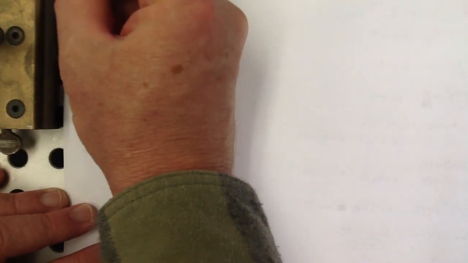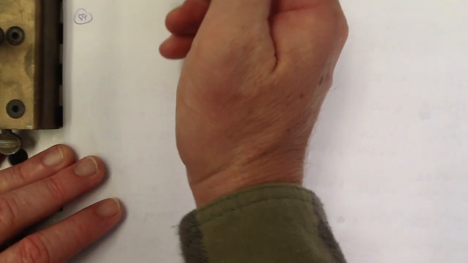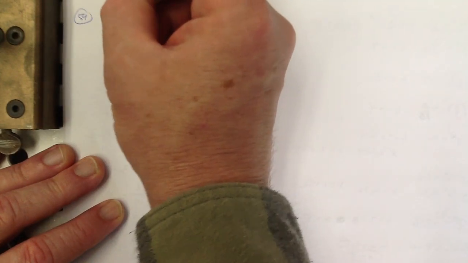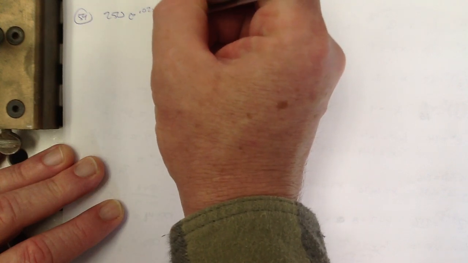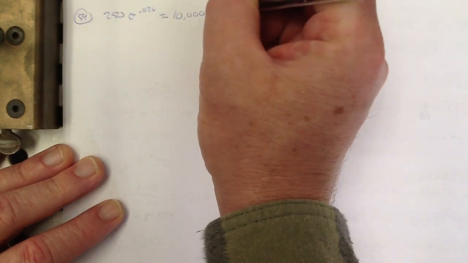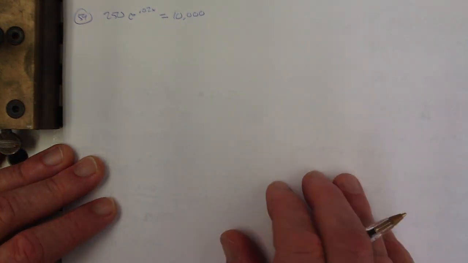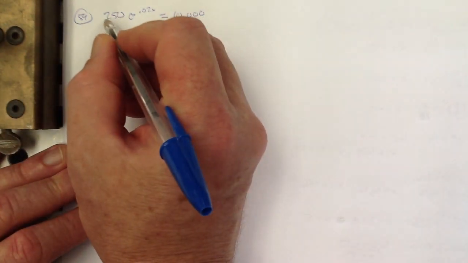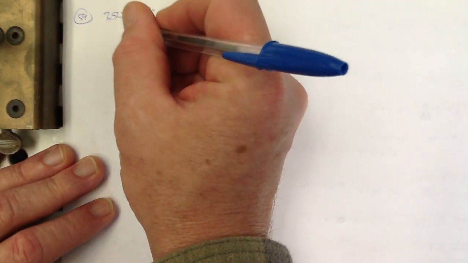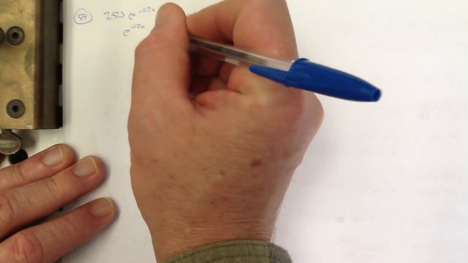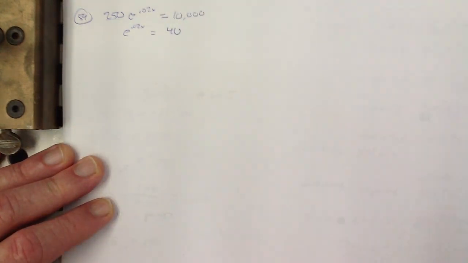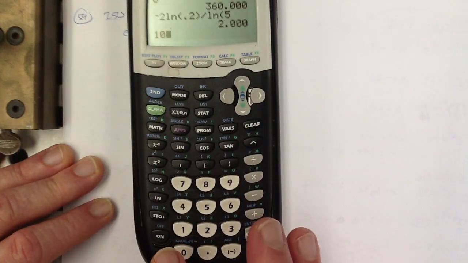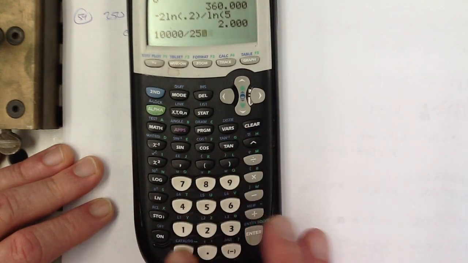Let's see where we're at here. 59. These ones are a little slower going. I got 250 e to the 0.02x is equal to 10,000. Okay, so I think the first thing that I would do here would be to divide by 250. 10,000 divided by 250 is 40, I think. And these are calculator problems. We're allowed to do this, right?